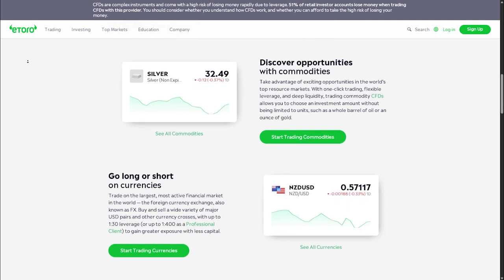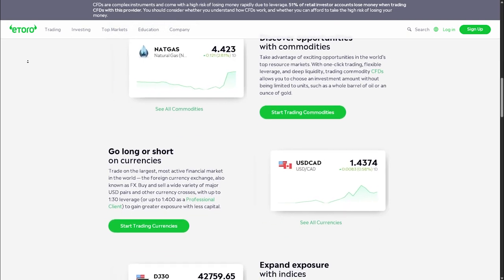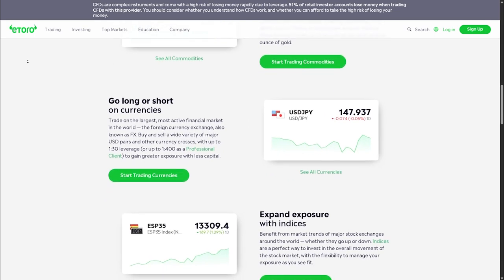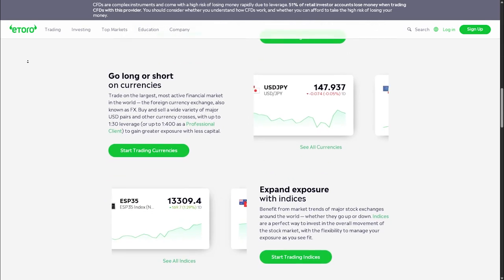Step 4. Start trading. Choose from a wide range of assets, including stocks, cryptocurrencies, ETFs, and more. Use the search function to quickly find the specific assets you're interested in.